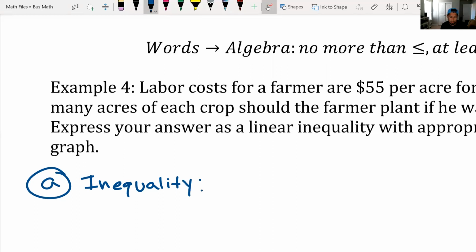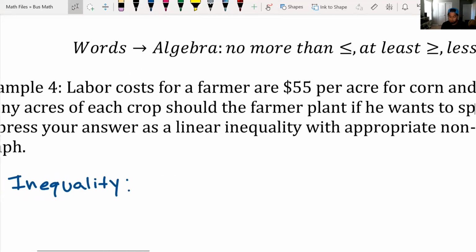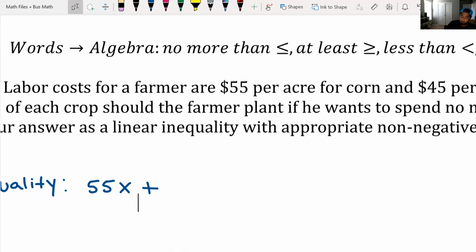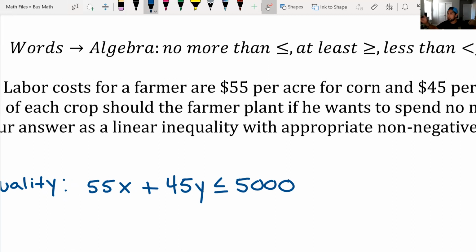Okay, so looking at the problem, we see that we want to spend $55 per acre of corn. So this means that let's go ahead and represent corn as X. So we're going to have 55X plus, and then we want to spend $45 per acre of soybean. So that's going to be 45Y. And then the farmer can't spend no more than $5,000, which means we're going to be less than or equal to 5,000. There it is. There's your inequality.